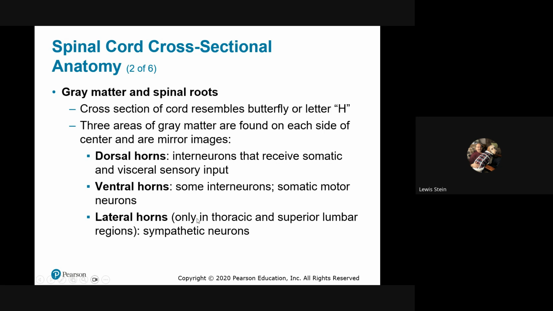So as you can see, the lateral horns are in the thoracic and the upper lumbar. Remember, it ends pretty soon. And you're going to see that has to do with the autonomic nervous system. We cover that anatomy, interestingly enough, not now, because it's really a physiological system. We do that in physiology.